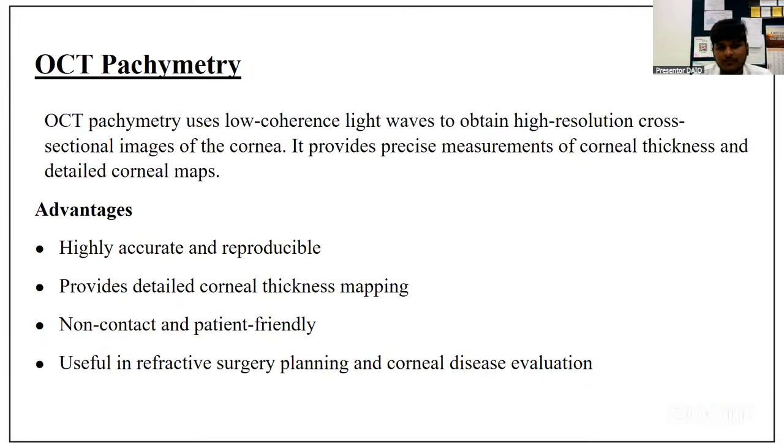OCT pachymetry. OCT pachymetry uses low coherence light waves to obtain high resolution cross-sectional images of the cornea. It provides precise measurement of corneal thickness and detailed corneal maps. So its advantages are it is highly accurate and reproducible. It provides detailed corneal thickness mapping, non-contact and patient-friendly, useful in refractive surgery planning and corneal disease evaluation.